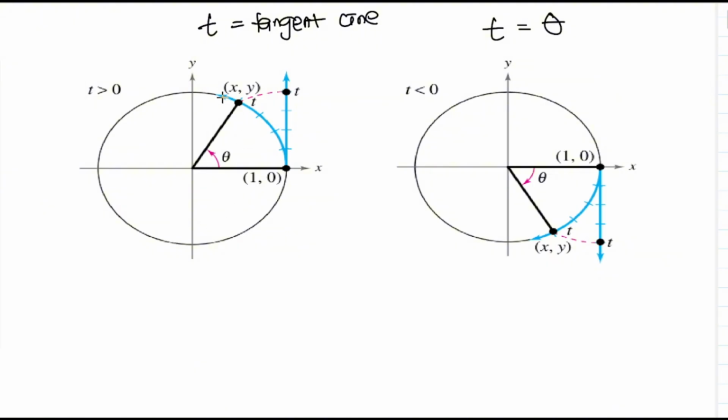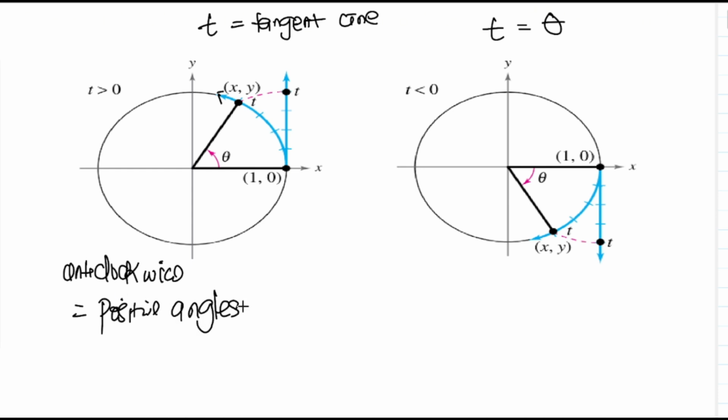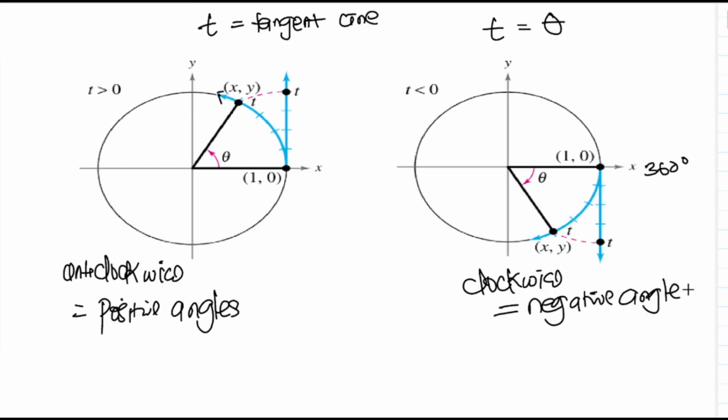And remember, when you rotate anti-clockwise, you have positive angles. And when you rotate clockwise, from 360 degrees, we have negative angles. Clockwise equals negative angles. So we have negative angles as another subtopic, and we'll be seeing how to work with it from there.